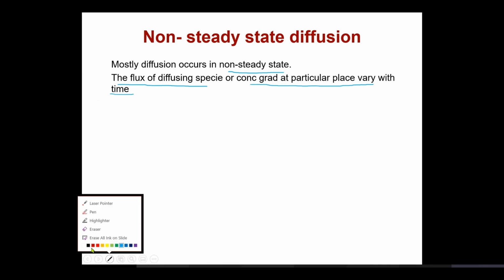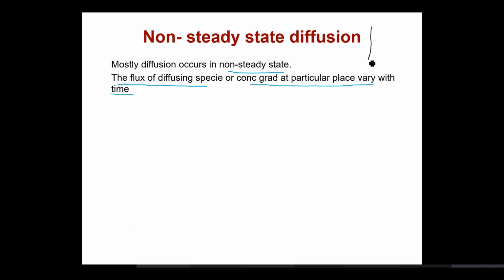Earlier that was not the case with Fick's first law that you saw. There was a diffusion taking place from C1 concentration to C2 for this distance x, but whether the time was 0 or 2 hours, the concentration gradient remained the same. At a particular point, the concentration was not changing with time.